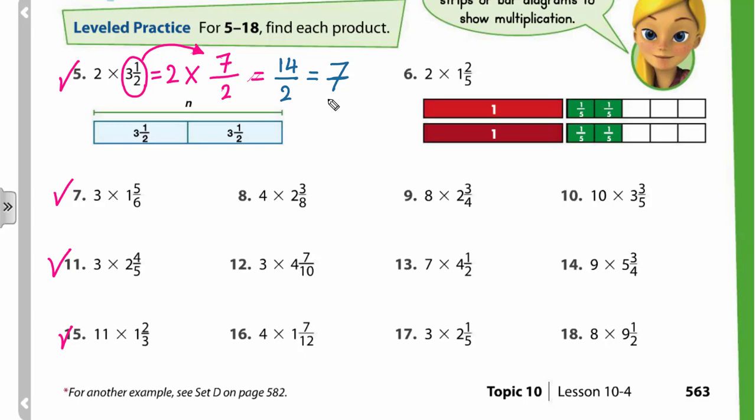Go ahead. Question number 7. 3 times 1 and 5, 6. Yes. Which way do you want to use? The one that uses plus or the one that uses converting? The distribution or the converting?